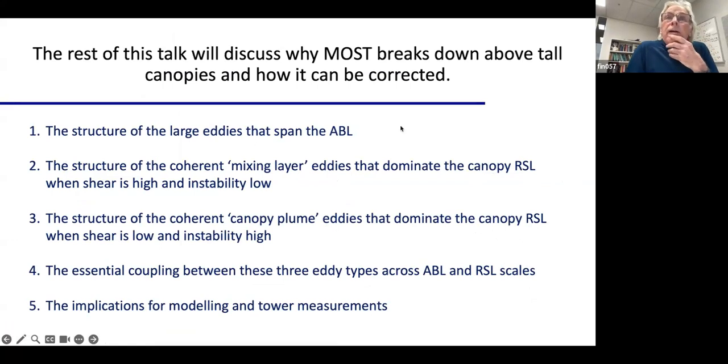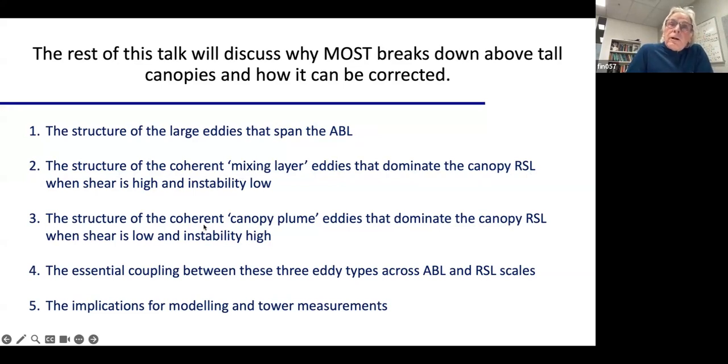So what I'm going to talk about today is, first of all, how we now understand that, and quite recently understand that. Start by looking at the whole boundary layer and the structure of the large eddies that span the entire atmospheric boundary layer. Then drop down to the surface layer, or the bottom of the surface layer, and talk about these coherent mixing layer eddies that dominate the canopy roughness sublayer when shear is high and instability low. And that's been known since the 90s.